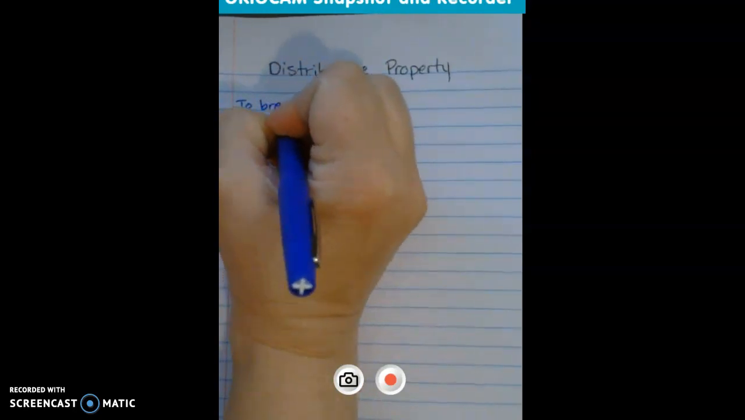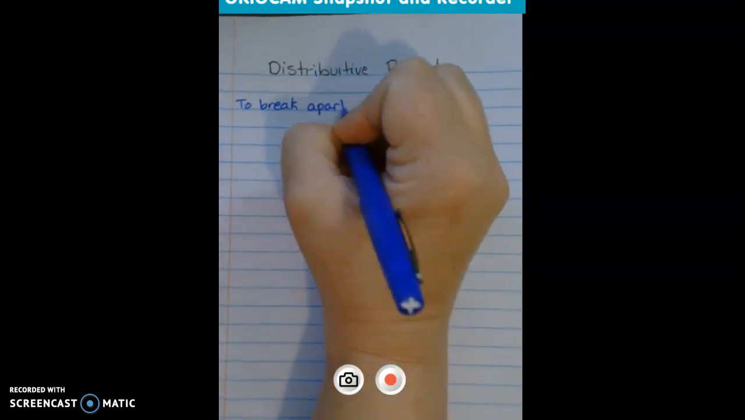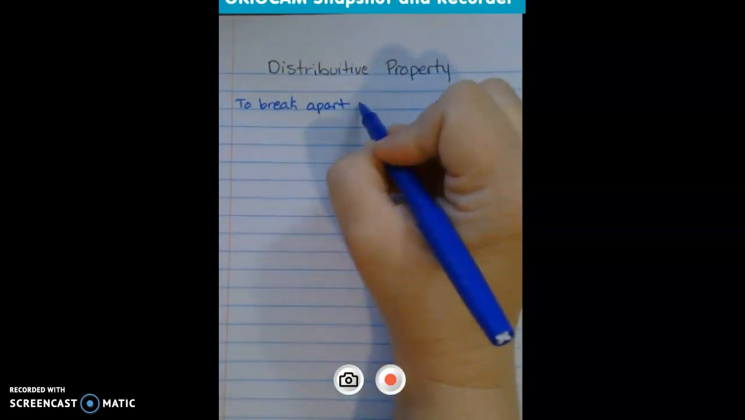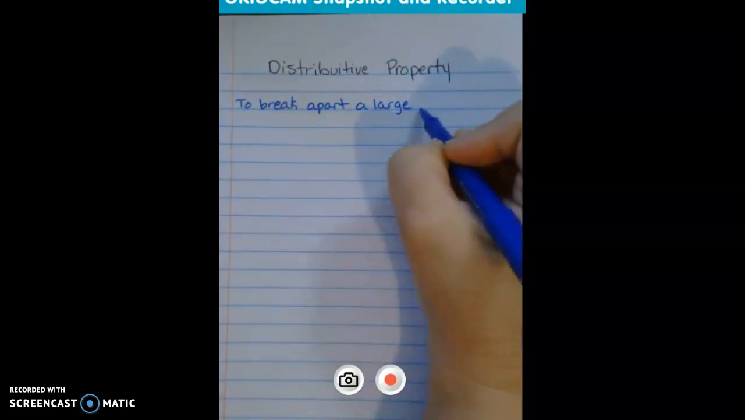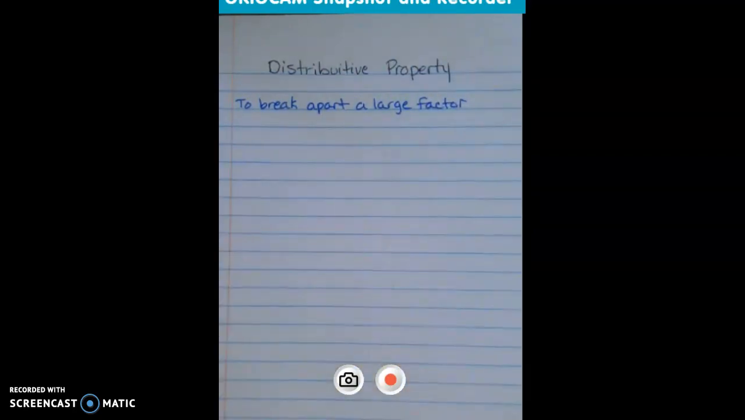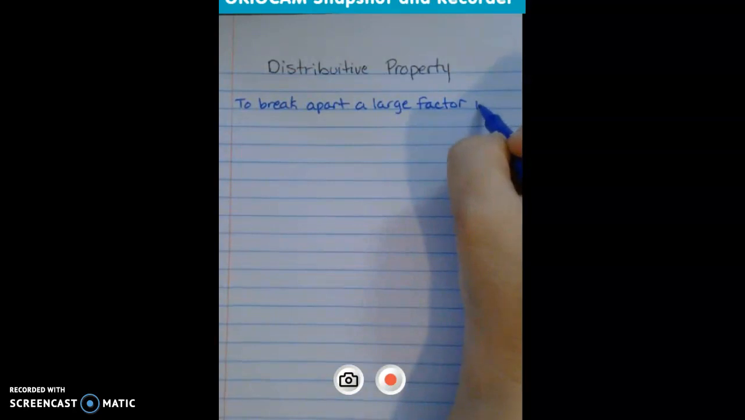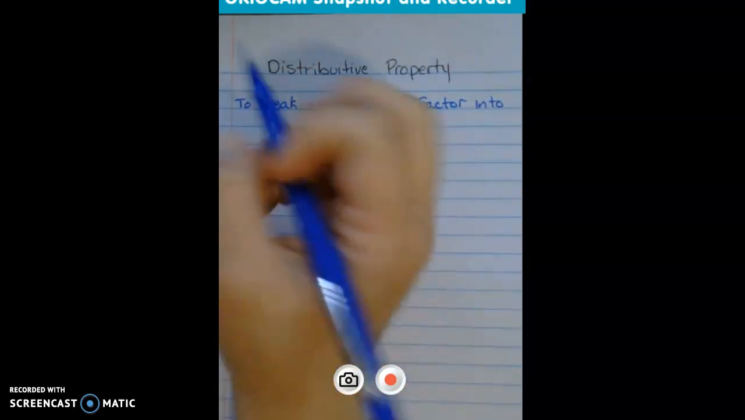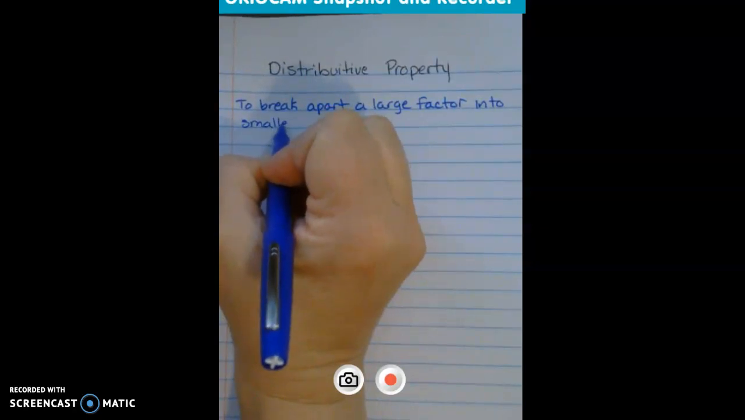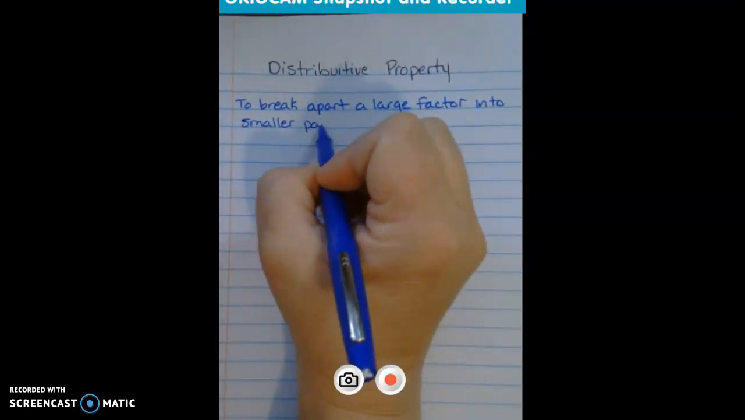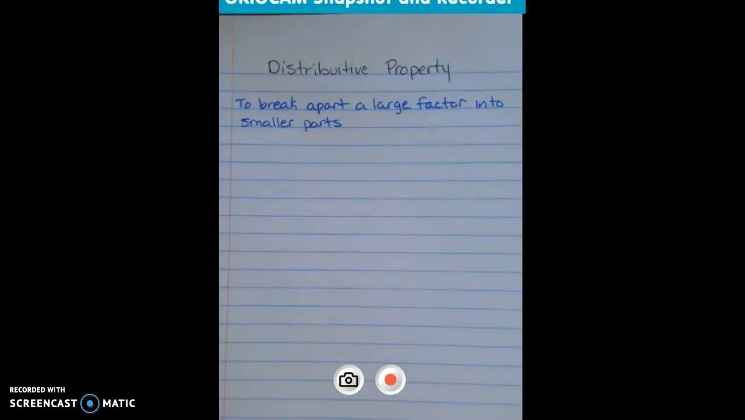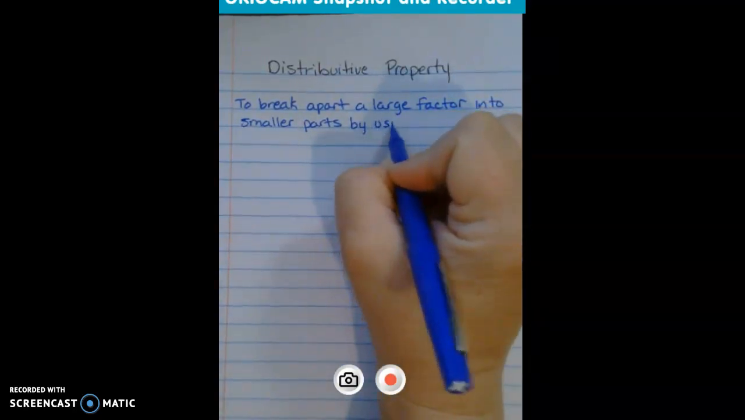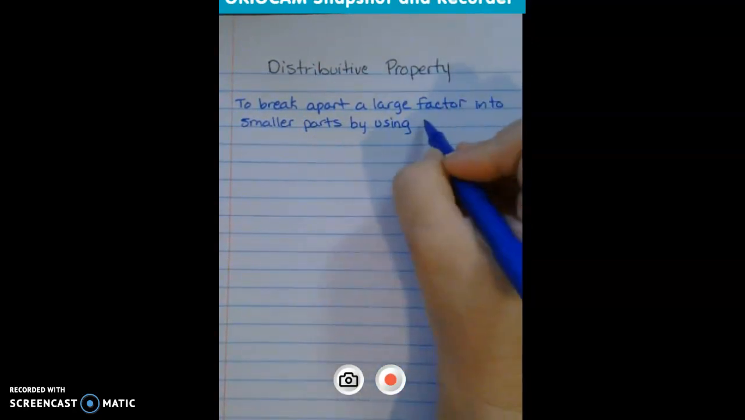Well, what it means is to break apart a large factor into smaller parts. So again, to break apart a large factor into smaller parts by using expanded form.